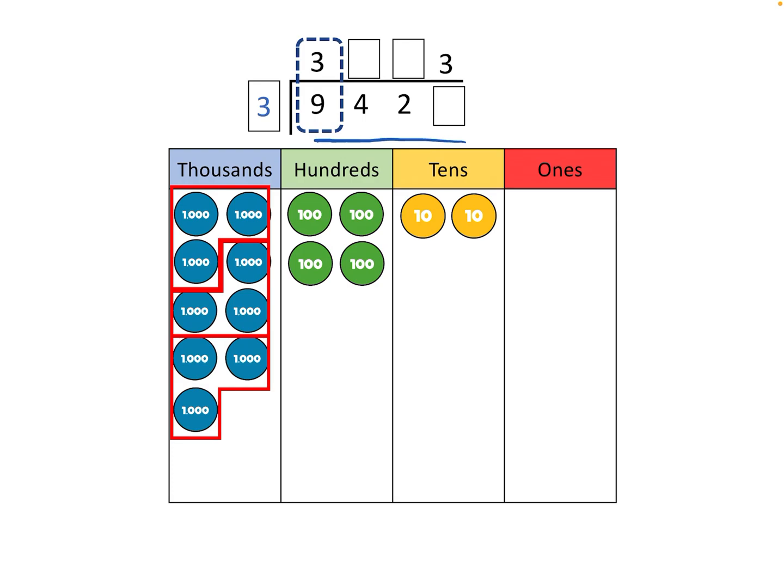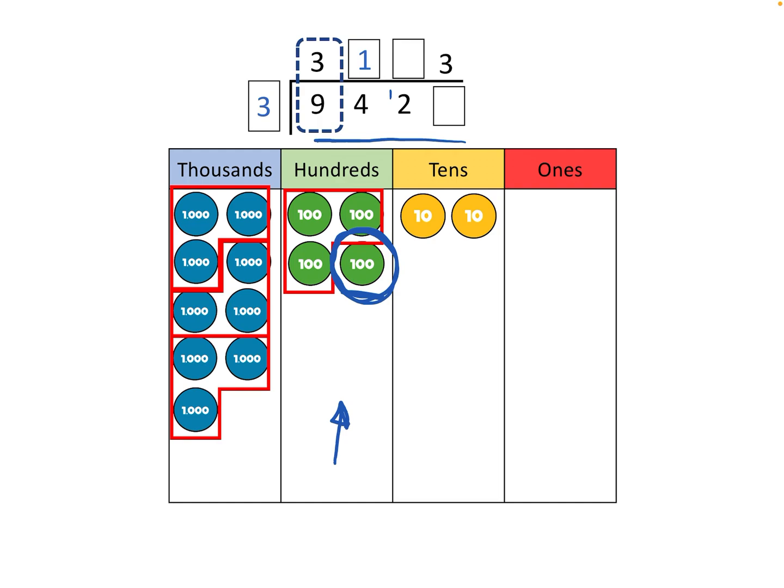So let's have a think. Now we know that I'm dividing by 3. How many groups of 3 can I make out of 4? I can, of course, make 1. Now here's the tricky bit. We've got to remember that this is actually going to be a 12. Why is it going to be a 12 there? Because of this.